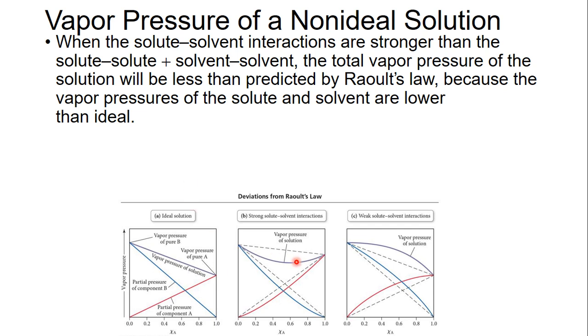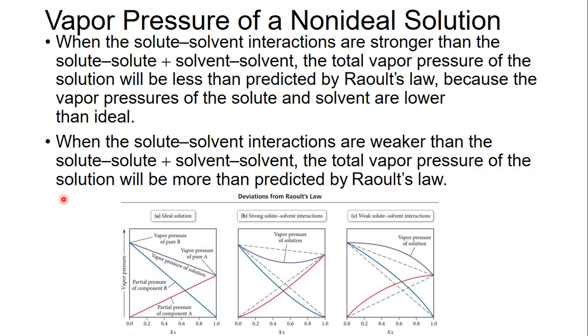So here are three plots. At the first plot we have our ideal solutions. The way to read this plot is the red line is the partial pressure of your component A, so we could think of this as chloroform as in the previous example. Blue is the partial pressure of your second component, acetone. Purple is just the solution. So you can see it is perfect.